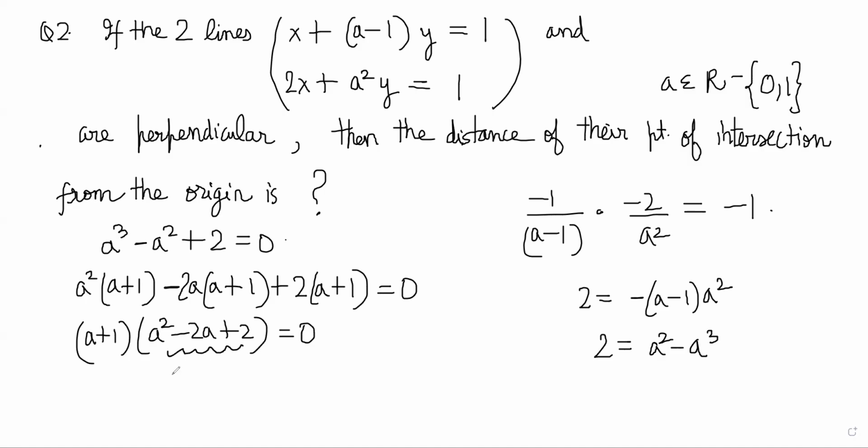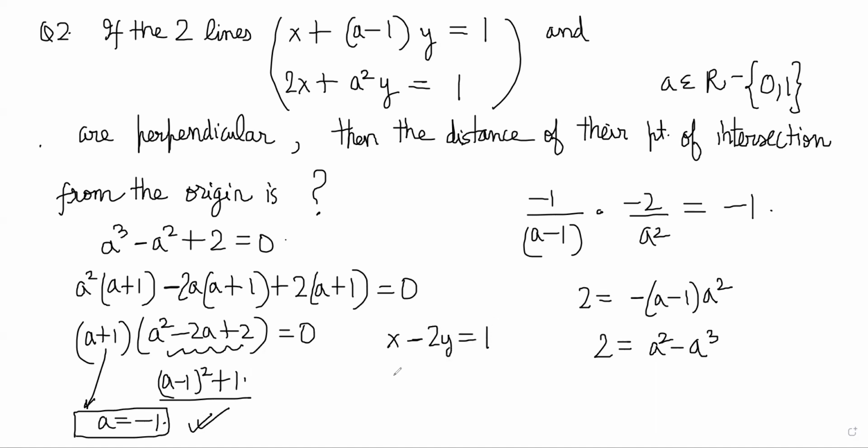Now this can never be equal to 0 because this is a minus 1 whole square plus 1. So therefore this has to be 0, so a is -1. So basically I've solved the equation and found the value of a, and a has to be -1. And if a is -1, you can easily write the simplified equation of the lines as x minus 2y is 1 and 2x plus y is 1, right?